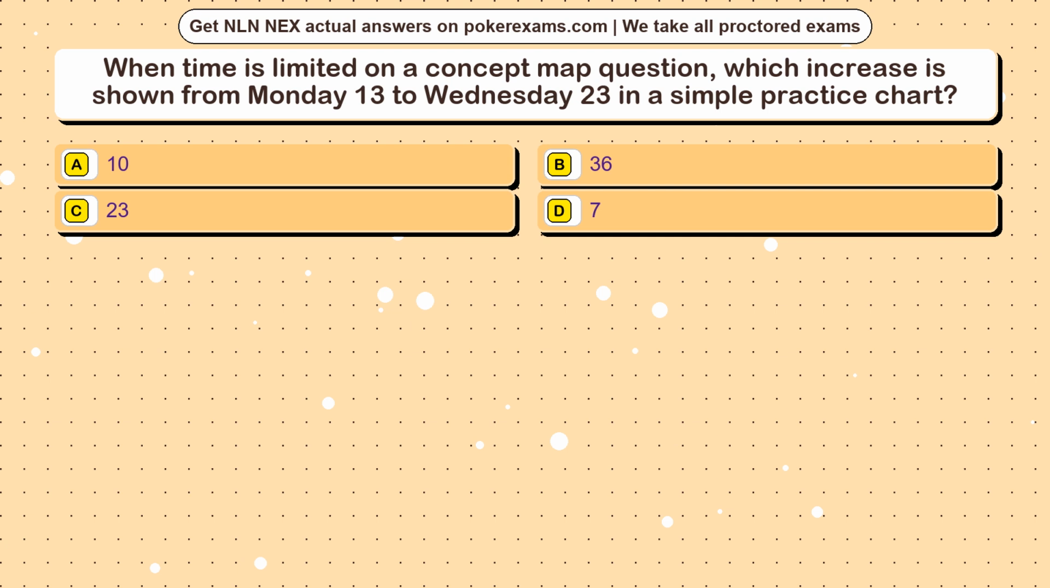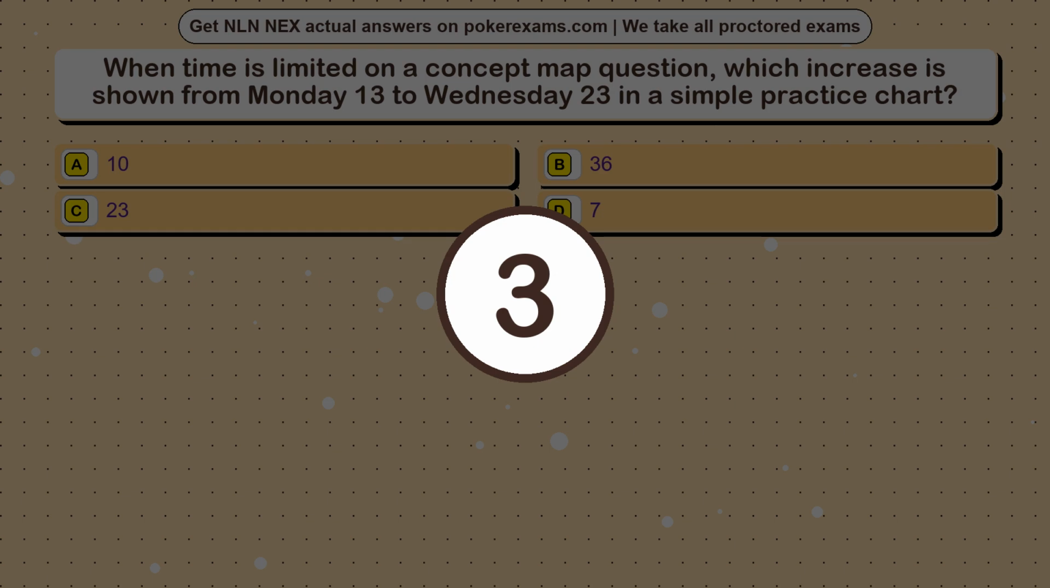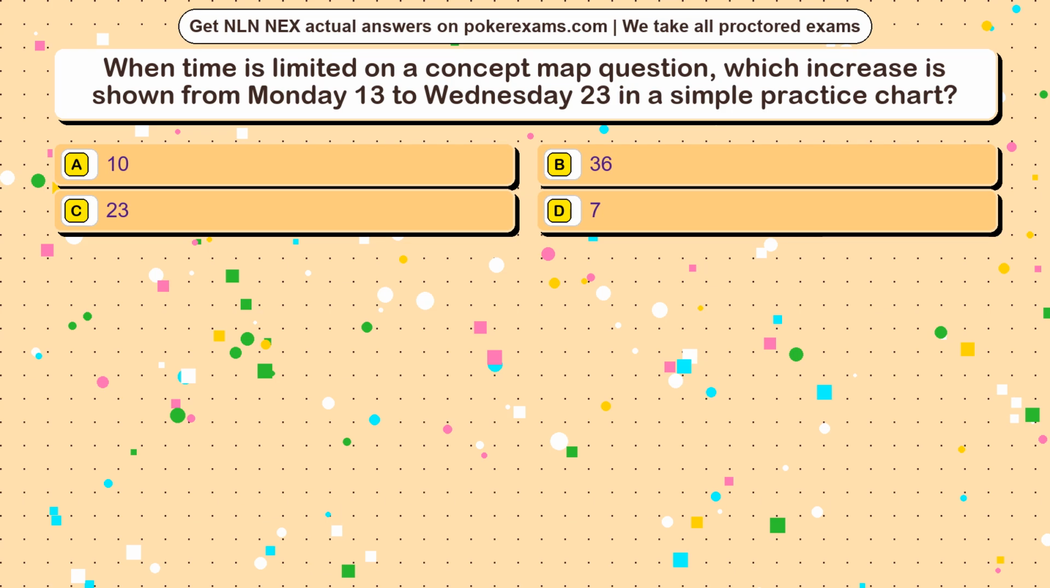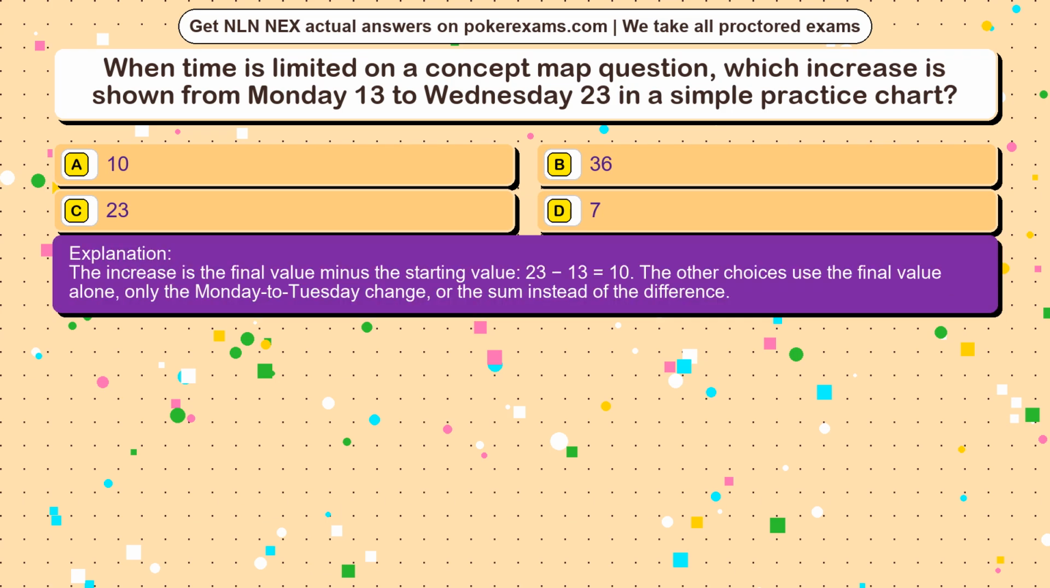Question 5. When time is limited on a concept map question, which increase is shown from Monday 13 to Wednesday 23 in a simple practice chart? Option A, 10. Option B, 36. Option C, 23. Option D, 7. The correct answer is option. The increase is the final value minus the starting value, 23 minus 13 equals 10. The other choices use the final value alone, only the Monday to Tuesday change, or the sum instead of the difference.